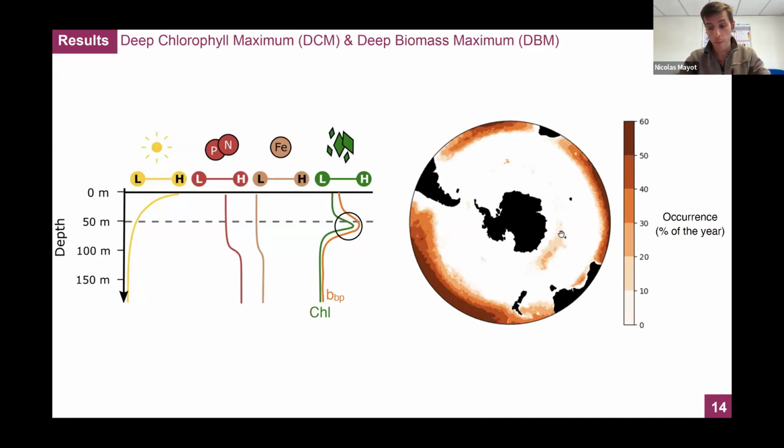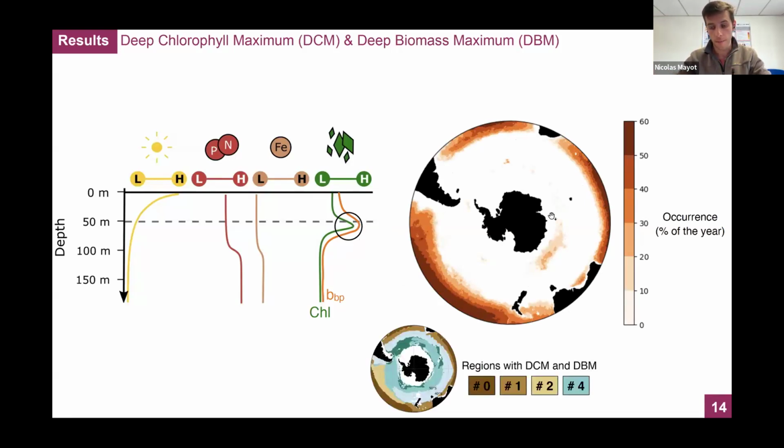I'll go into a bit more detail about these features, and for this I'm going to focus on the regions where we observe them, which are mostly the ones associated with the subtropics, the yellow one here, and the HNLC, or the polar region, the light green one.